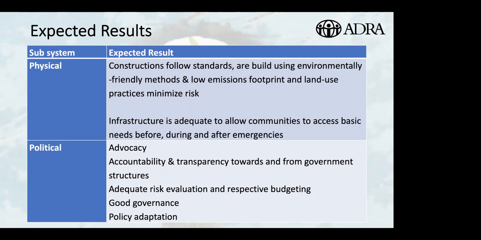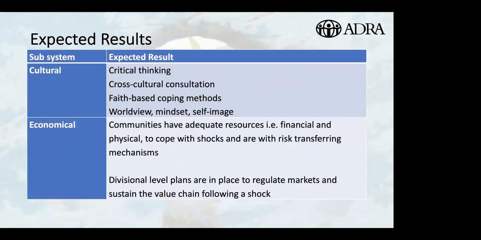Okay, so we have the political subsystem. We're talking primarily, I guess, about the accountability and transparency to and from government structures. And on the next one, our cultural subsystem. Here we want to focus on the cross-cultural consultation, faith-based coping methods, or mechanisms, if words work, and the economical subsystem. We're talking about communities having adequate resources, and this is resources both financial and physical to cope with the shocks.